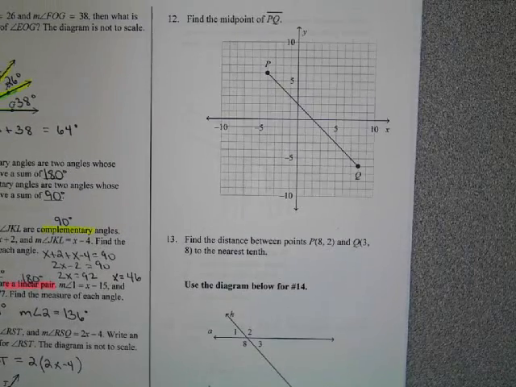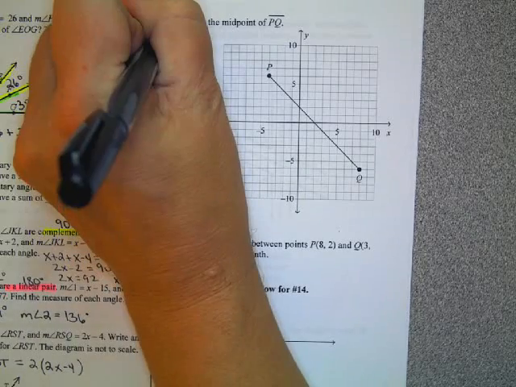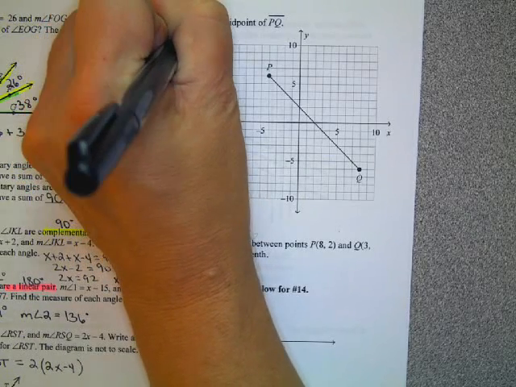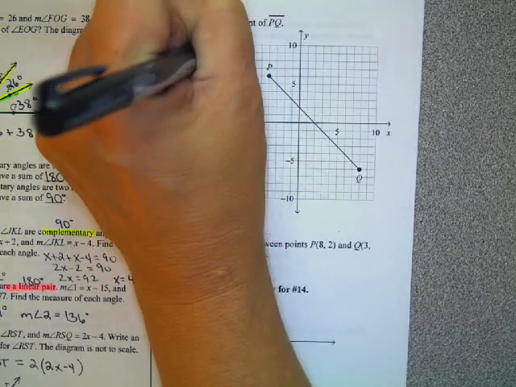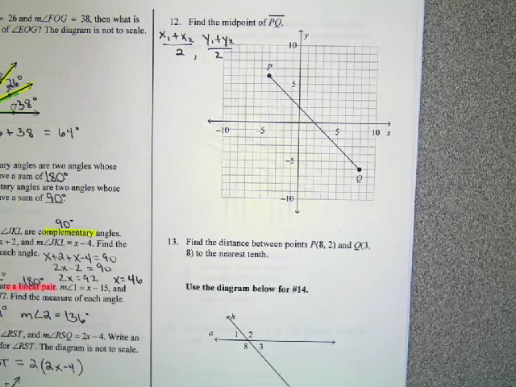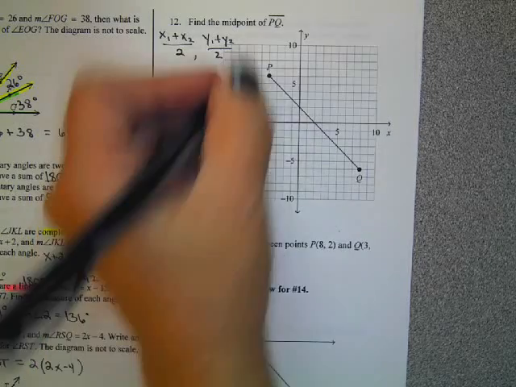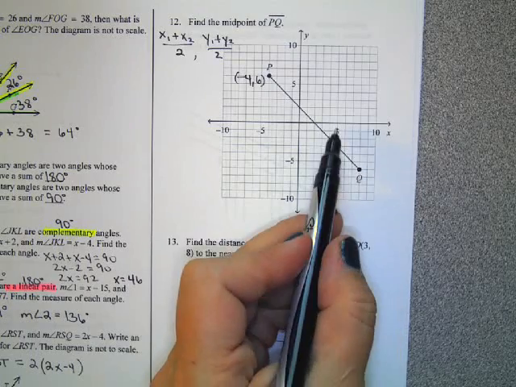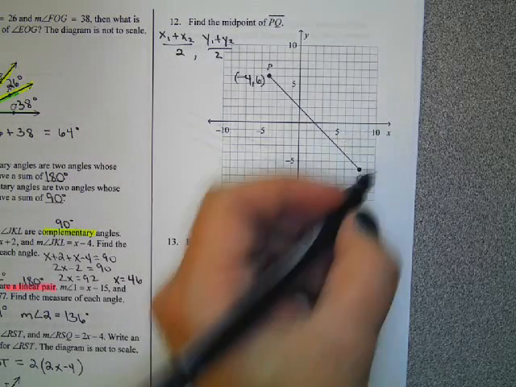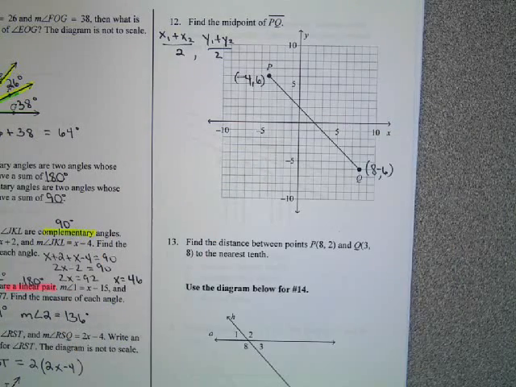Okay. Problem 12, we're asked to find the midpoint. So if we remember, the midpoint is x1 plus x2 divided by 2, y1 plus y2 divided by 2. So we need to know the coordinates of P, and that's at negative 4, 6. Always the x first. And Q is at 8, negative 6. So make sure you get the coordinates correct first.